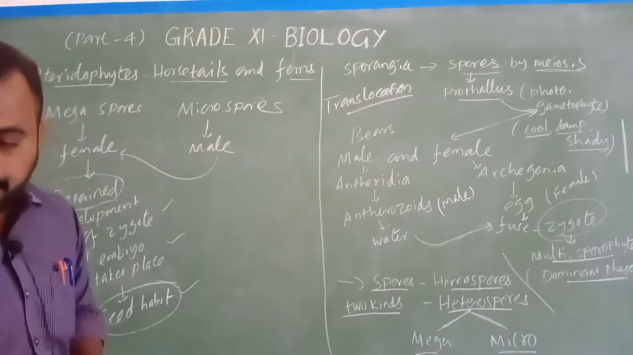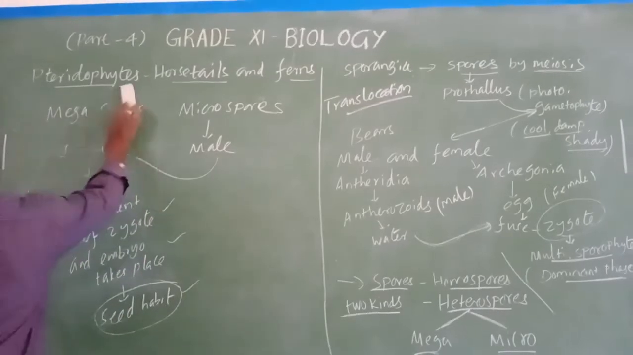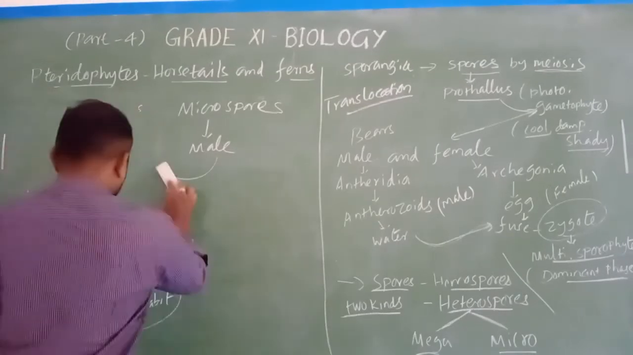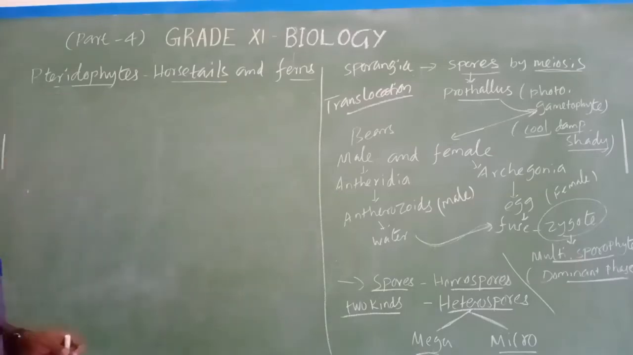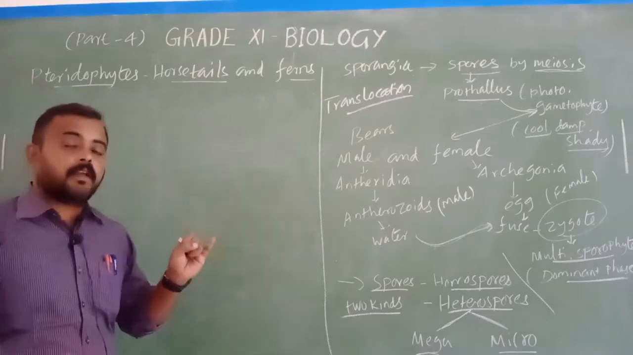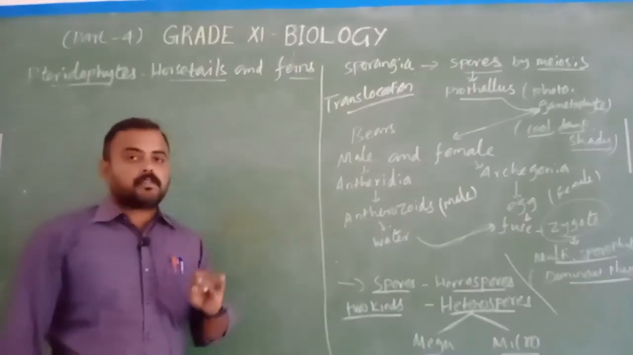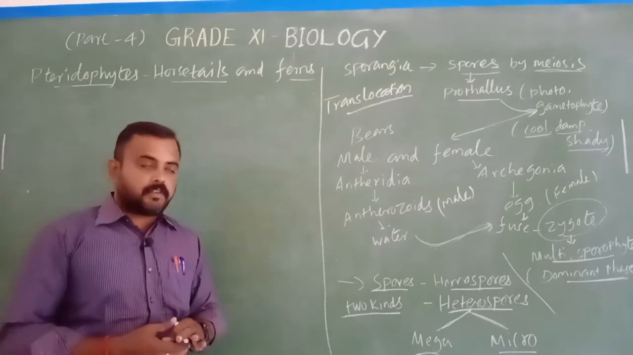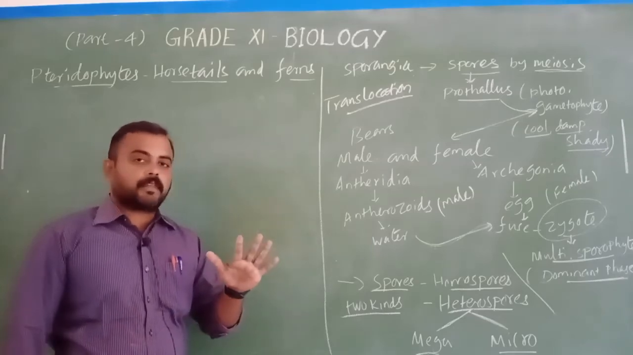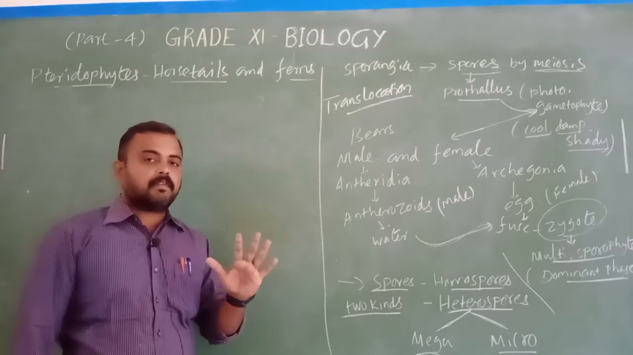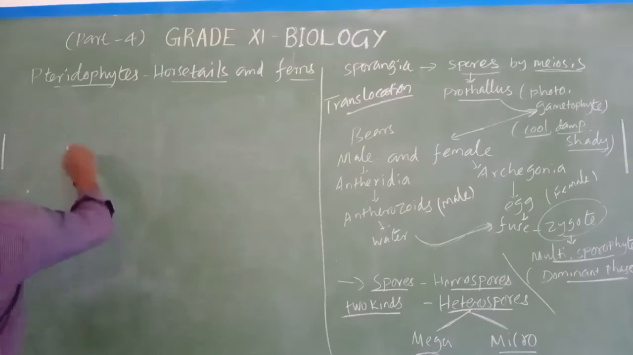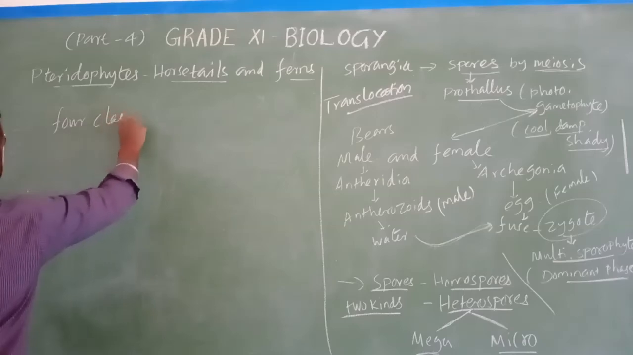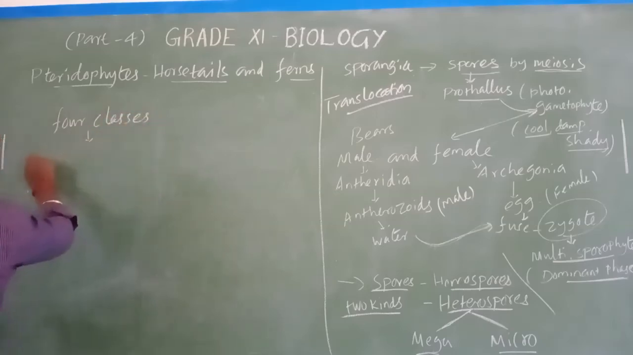Then what are the examples for pteridophytes? We have 4 classes in this division. Algae, one division. Bryophytes, one division. Pteridophyte, one division. And gymnosperm, angiosperm. So we have 5 divisions in the plant kingdom. In pteridophytes, we have 4 classes.